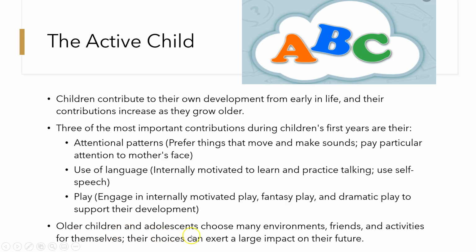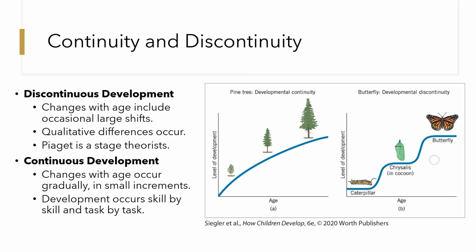And then older children and adolescents affect and contribute to their development by choosing the environments they want to be in, right? Are they going to be in sports? Are they going to be in a musical class? Who their friends are, what their activities are, and those choices impact their development quite a bit. So the active child is the idea that we are all active in our own development.